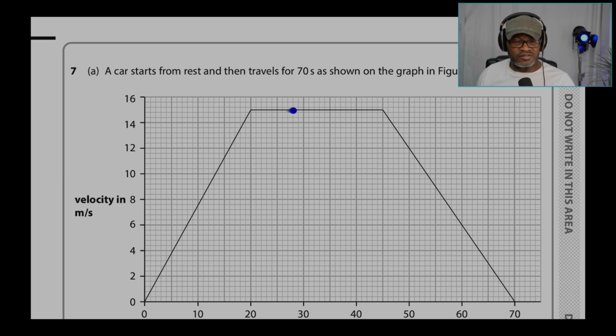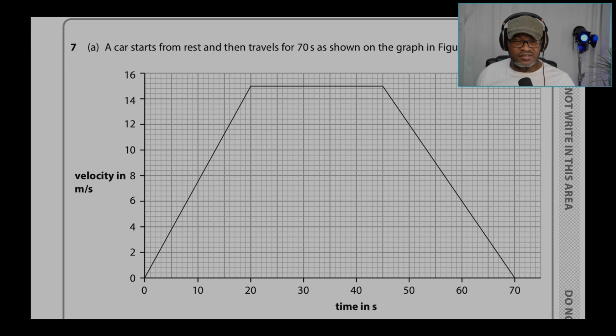Here is constant velocity, because this is a velocity time graph. Horizontal means constant velocity. This is deceleration. That's a negative acceleration, so that's deceleration. Again, steady, uniform, constant deceleration.